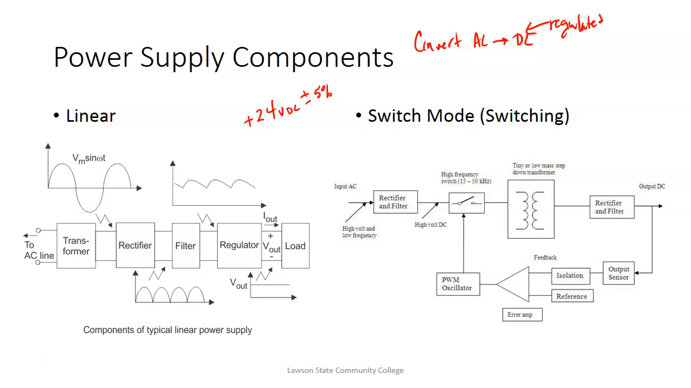We have two categories. We have what we call a linear power supply. These are usually bulkier because the transformers have to be bigger, and of course, the control devices have to be bigger. The big advantage of a linear power supply is they're easy to design. I've built several of these, and they're easy to troubleshoot. So the trainers that you're using have linear power supplies in them.